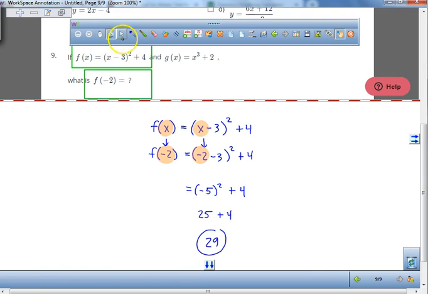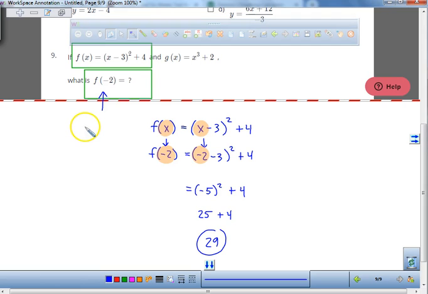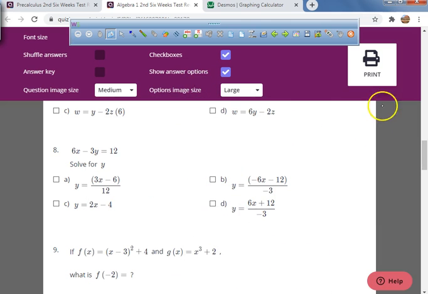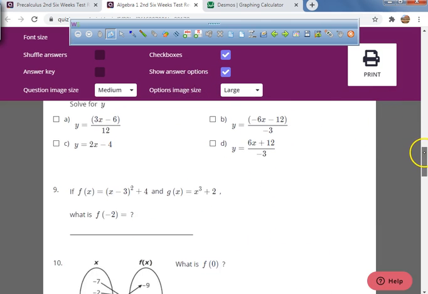This is called, by the way, does anybody know what type of notation f of negative 2 is called? It's a very fun type of notation. Yes, function notation. So that's called function notation. Okay? All right. Here's our last problem.